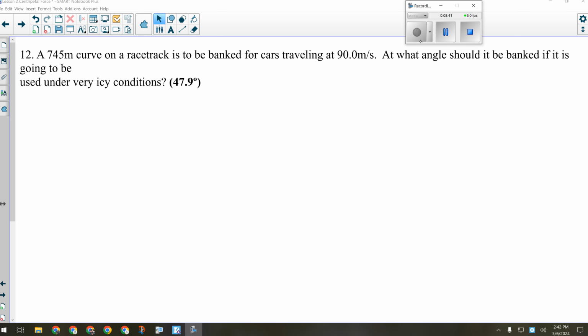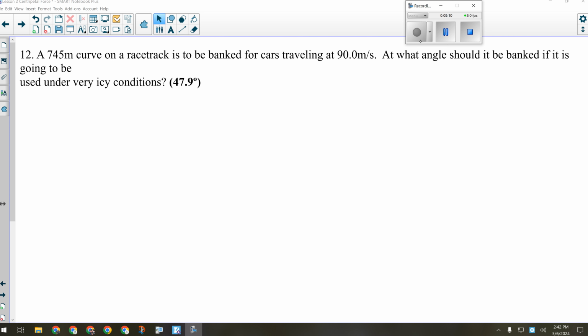All right, let's have a look at number 12 here, the banked curve question from that first sheet. All right, so they tell us it's a 745 meter curve. If they put it that way, they say the curve is this many meters, what are they giving you? The radius. No question is ever going to say the circumference of the curve is this much. And if they did, they would actually literally say it is the circumference. If they're describing the curve in meters, they are saying that's the radius.